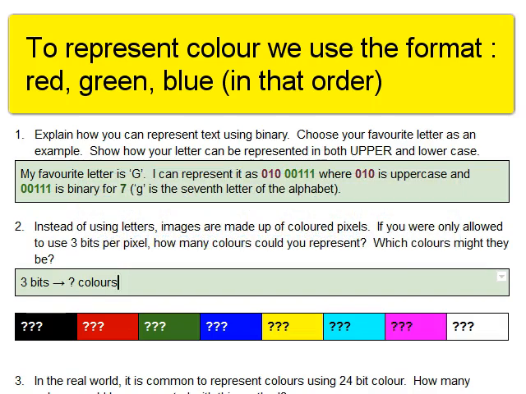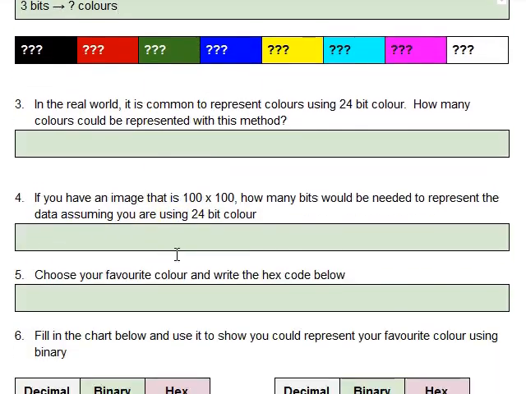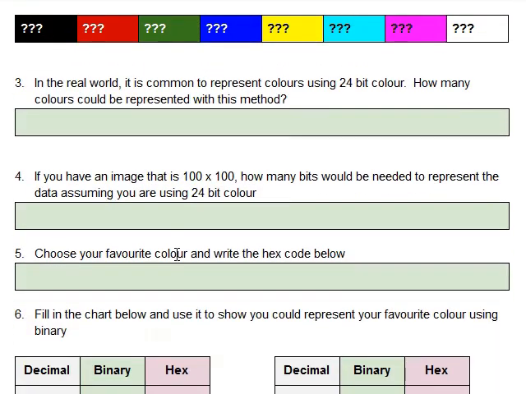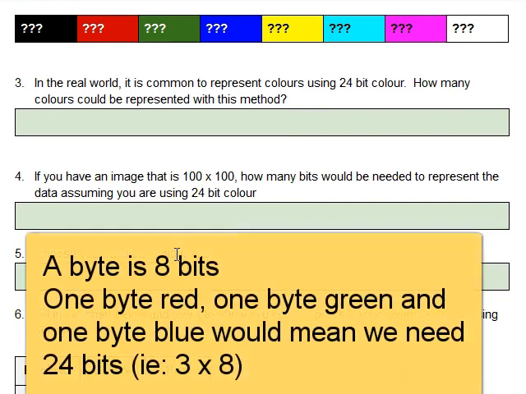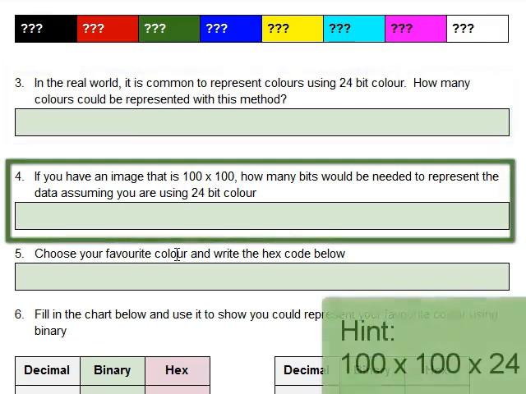Of course, in the real world, we have a lot more than 8 colors. It's common to represent color using something called 24-bit color. This is where we have 1 byte to represent red, 1 byte to represent green, and 1 byte to represent blue. A reminder that 1 byte is 8 bits, so 3 bytes is 24 bits. I'd like you to see if you can work out how many colors can be represented using 24 bits.